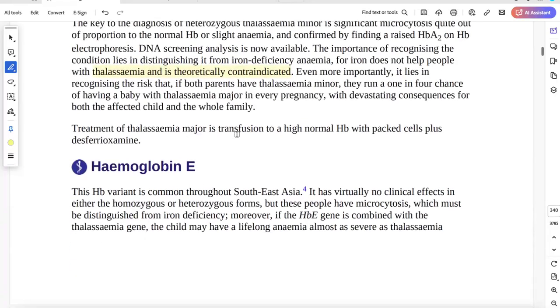So treatment of thalassemia major is transfusion of packed red blood cells plus desferoxamine. Desferoxamine is the iron chelation treatment so that the patient doesn't get excess iron accumulated in their body. If there is excessive iron in their body, what will they develop, guys? Yeah, that's right, Dr. Sneha, Dr. Fatima, hemochromatosis. And that is called secondary hemochromatosis. And that's also not good.